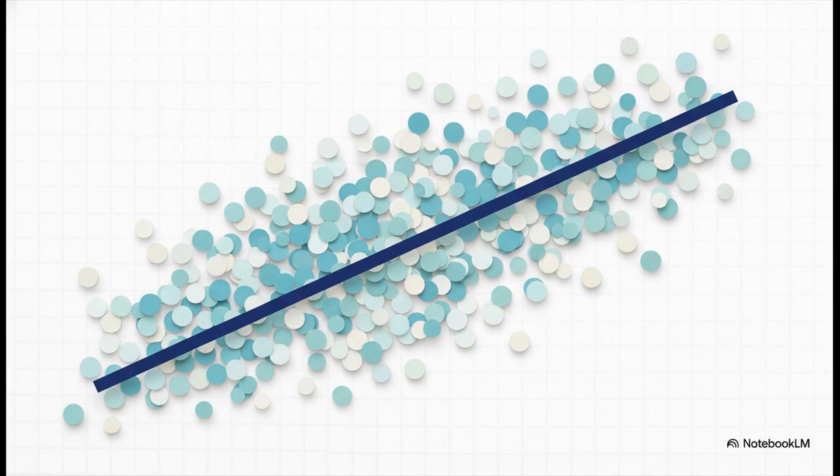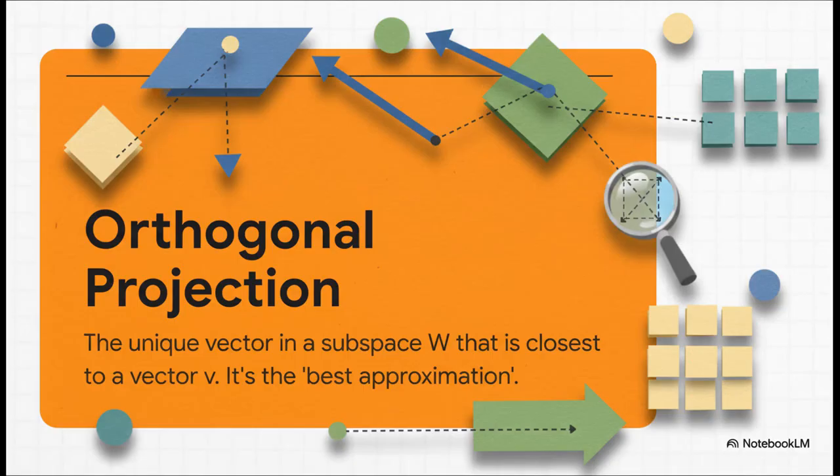So what do we do? Just give up? No way. We use geometry. If we can't hit our target vector b exactly, we do the next best thing. We find the closest possible point to it. And how do we find that? With an orthogonal projection. The best way to think about it is like finding the shadow of our target vector onto the flat plane of all possible answers. That shadow is the best possible approximation we can get.